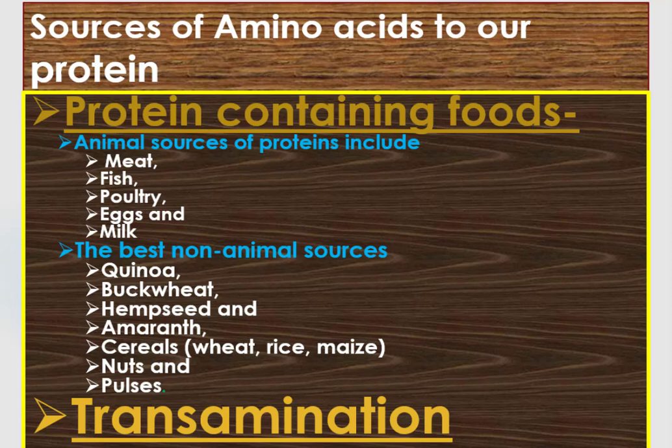What are the main sources of amino acids that our body uses to make protein? The main sources of amino acids are protein-containing foods and transamination. Protein-containing foods can be sourced from animals like meat, fish, poultry, egg, and milk. Protein-containing foods can also be sourced from plants, including quinoa, buckwheat, hemp seed, amaranth, cereals like wheat, rice, maize, nuts, and pulses.